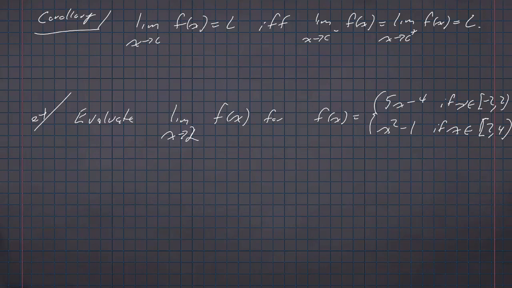All right, so let's take a look at the function f of x defined as 5x minus 4 if x is in the interval from -2 to 2, closed on the left, open on the right. And f of x is defined as x squared minus 1 if x is in the interval from 2 to 4, closed on the left, open on the right. And if I want to look at the limit as x goes to 2, we notice that that is a breakpoint in the function. And so we evaluate this using the left side and the right side.